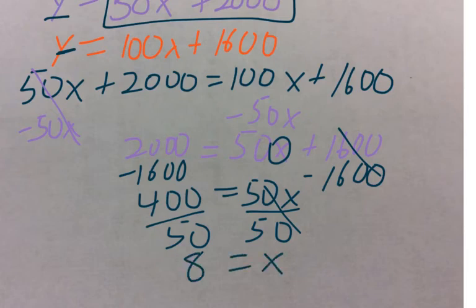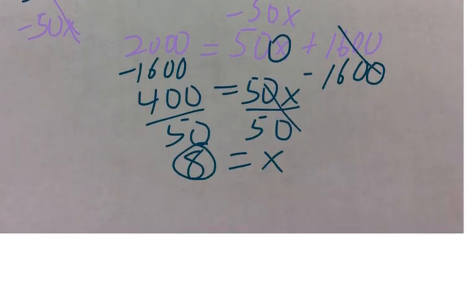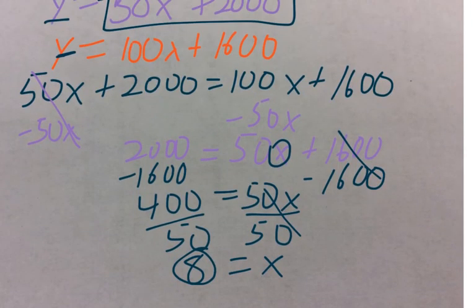And 8 stands for the number of months. And what did the question say? Predict when. It wanted to know the time. So when is 8 months. If they wanted to know how much money it would be, then I would have to plug in the 8 back into the equation.